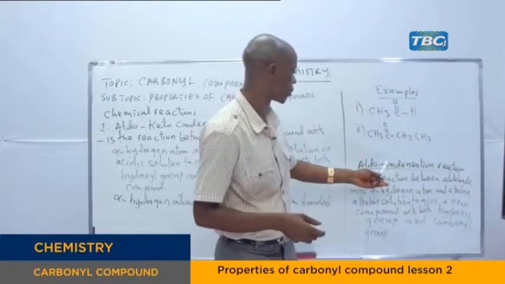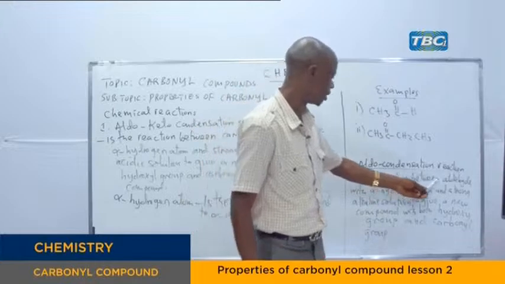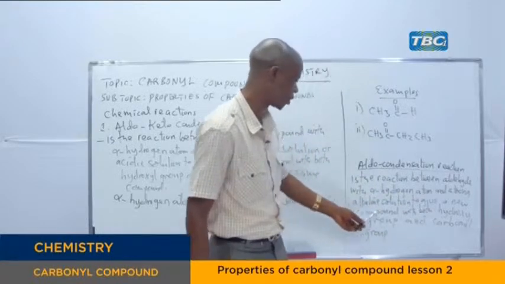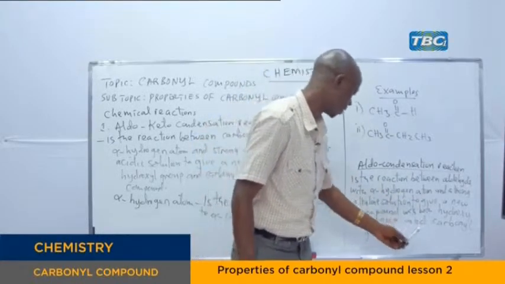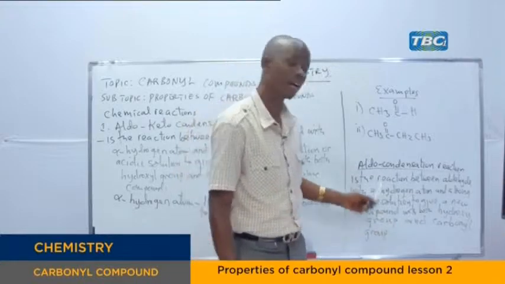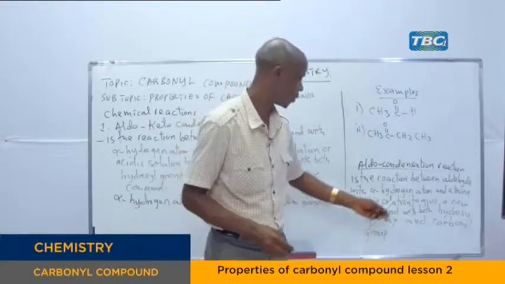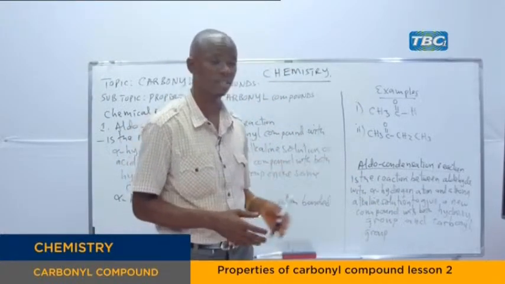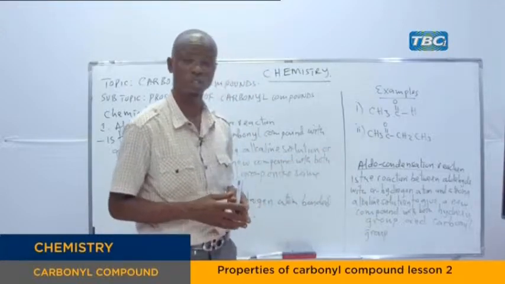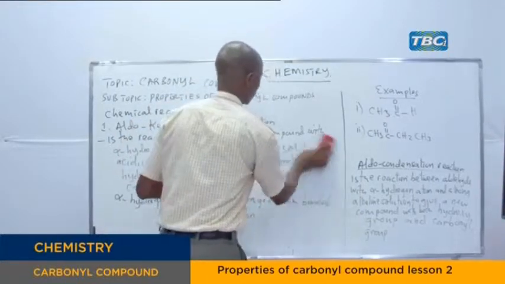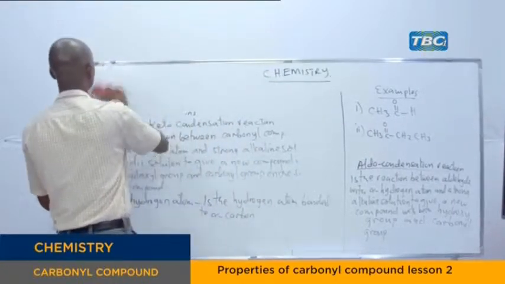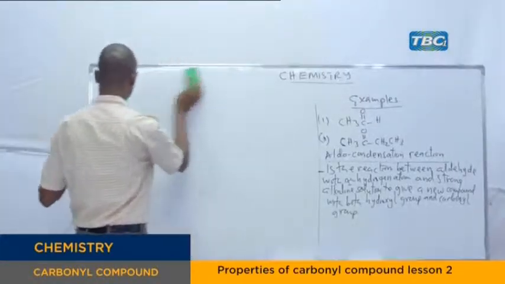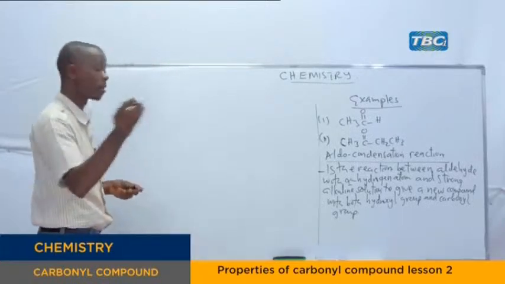When we talk about aldol condensation reaction, it is the reaction between aldehyde with alpha hydrogen atom and a strong alkaline solution to give a new compound with both hydroxyl group and carbonyl group. And here I've told you that specifically we are going to deal with the basic medium, that is alkaline solution only, for today's presentation. So this is the explanation of aldol condensation reaction. Now, let's see some examples.